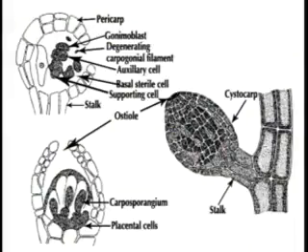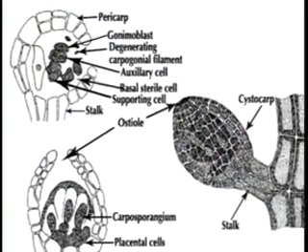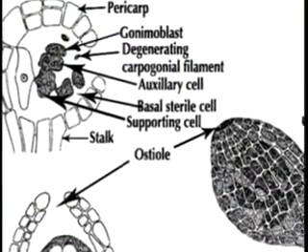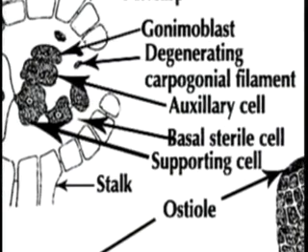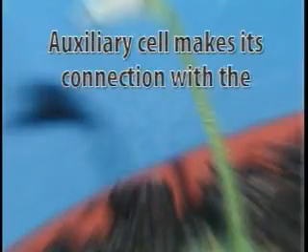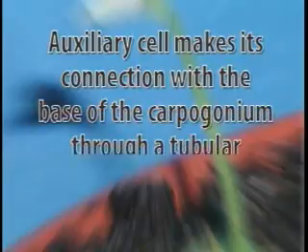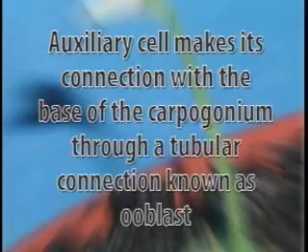The lateral pericentral filament initial divides and becomes 2 to 10 celled in height, while a basal filament initial divides to form a 2-celled filament. The filaments are nutritive in function. At the same time, the supporting cell produces an auxiliary cell at its upper side. It contains a haploid nucleus. Soon, the auxiliary cell makes its connection with the base of the carpogonium through a tubular connection known as ooblast.